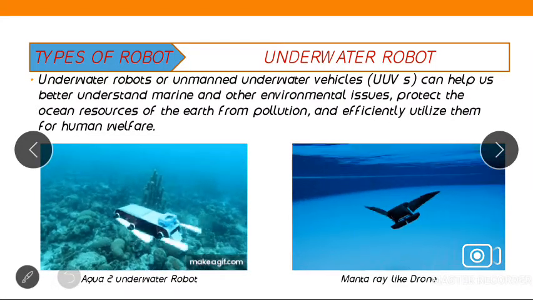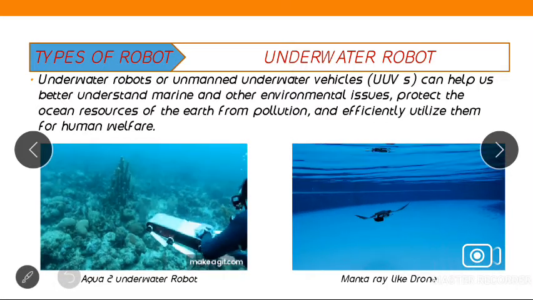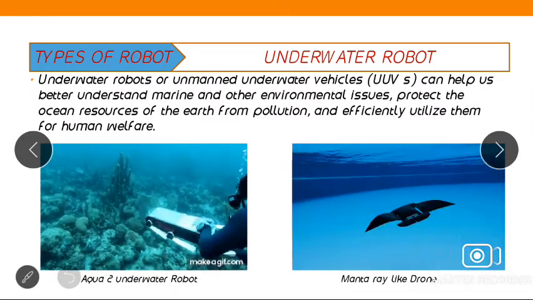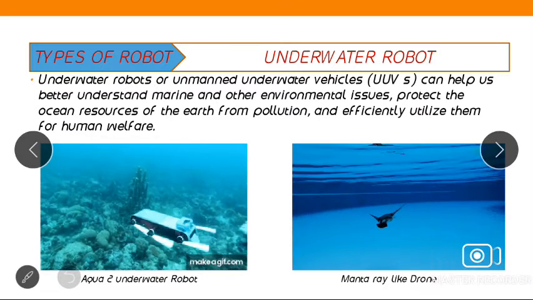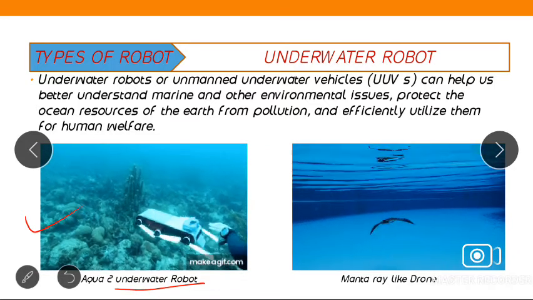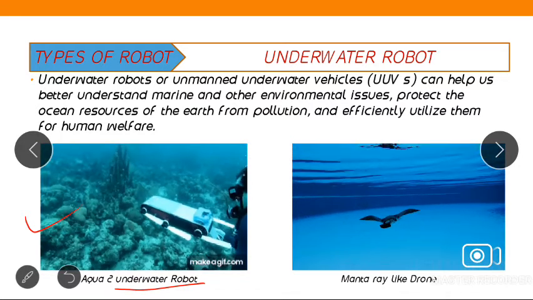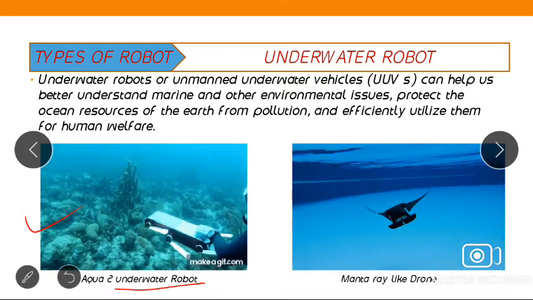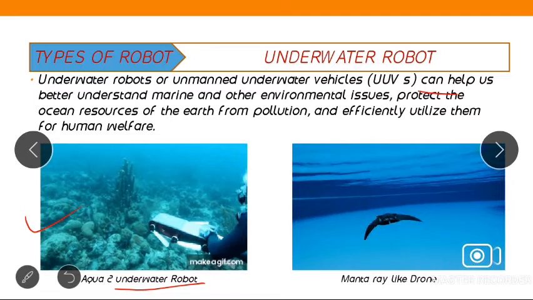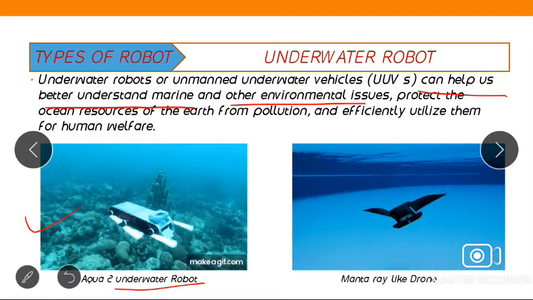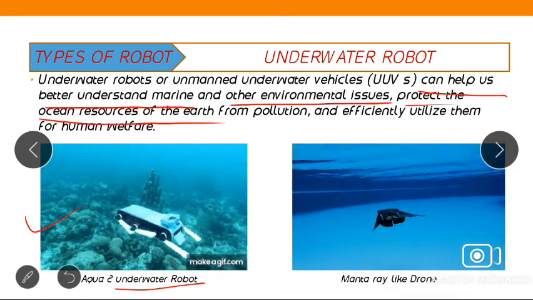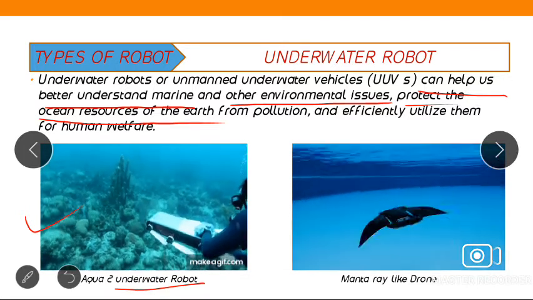Okay, underwater robots. You know that human capability is very limited. If you think about sea exploration, we cannot go to the depth of the sea. So for that we can use robots. This is an aqua underwater robot, which is very important. If you program it, it will travel in the water and give information and feedback on underwater bodies. It is very useful to understand marine and environmental issues and protect ocean resources and species. And it is helpful to find underwater mines and all.